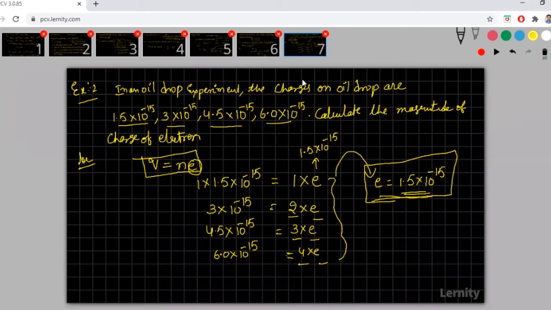Are you okay, ma'am? Any problem? Any doubt? Maximum, they consider all the charge of the electron experiments, meaning the maximum that is nearest to equal.